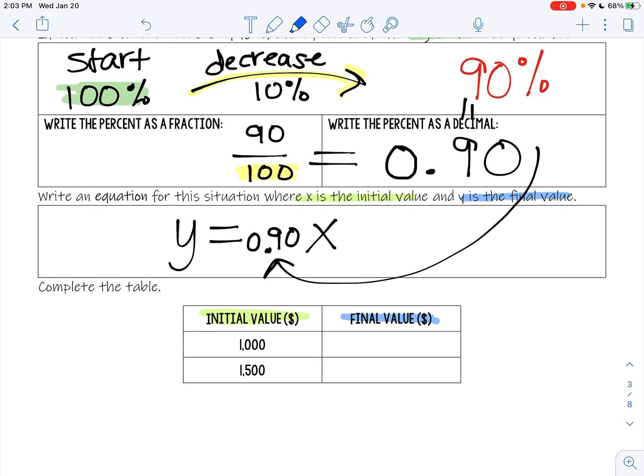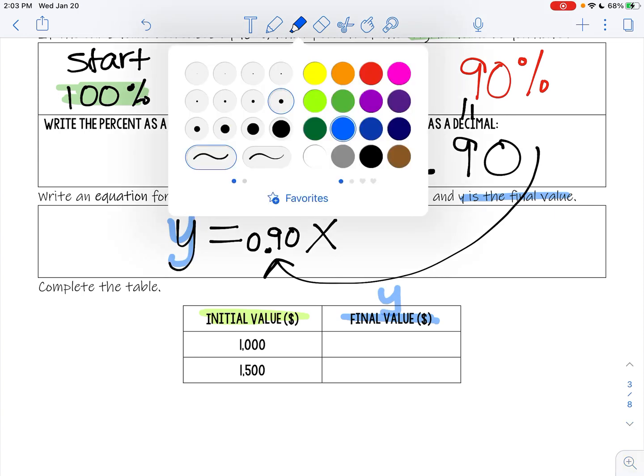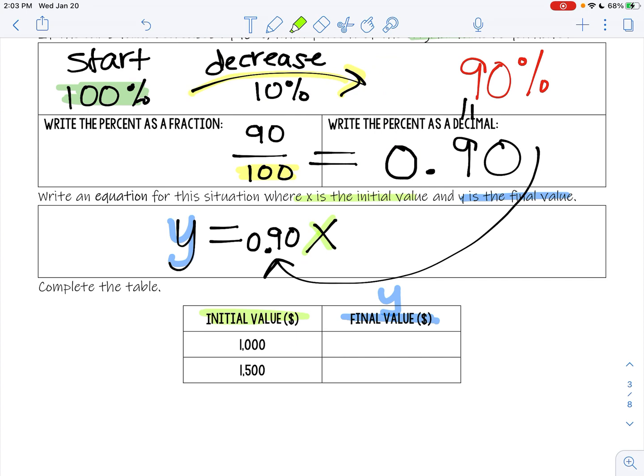Okay, so some relationships that we should be seeing here. We know that y is our final value and x is our initial value. So what this is saying is that the final value of the car equals 90% of the initial value of the car, or the final value equals 0.9 times x, because when we have a coefficient next to the variable, that means to multiply.